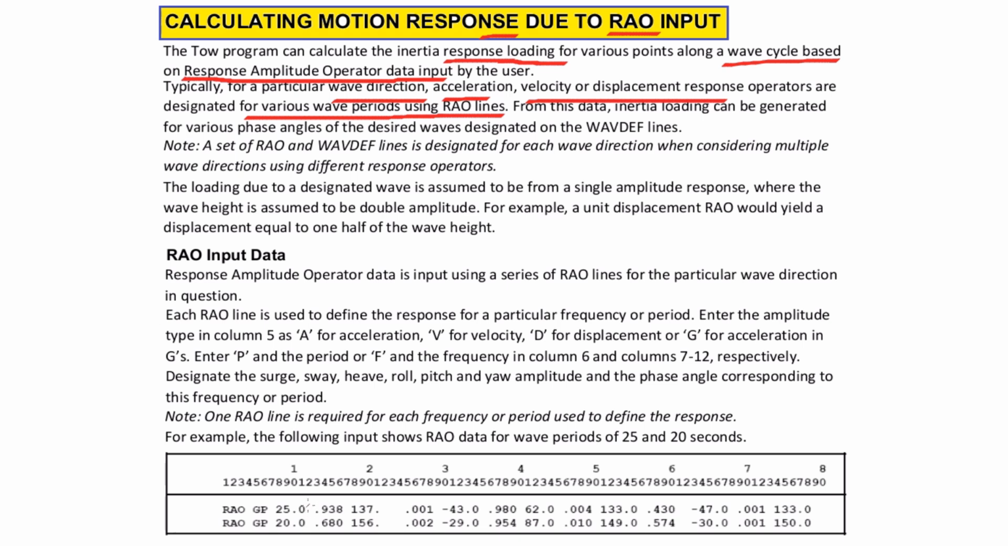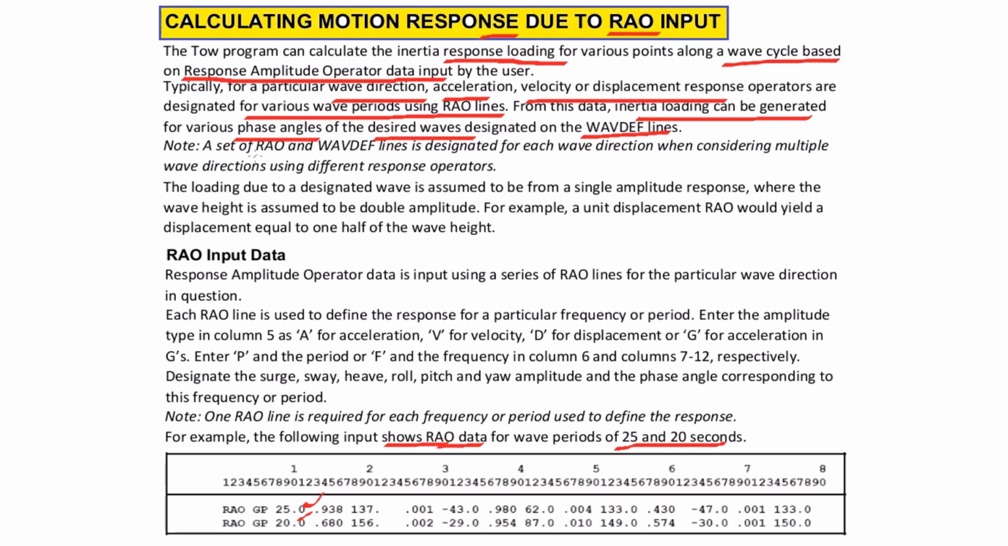Here, for example, is a wave period of 25 and a wave period of 20 seconds. For example, the following input shows RAO data for wave periods 25 and 20 seconds. From this data the inertia loading can be generated for various phase angles of the desired waves designated in the wave definition line. So some waves will be defined in the wave definition line. For those desired waves at various phase angles, we can generate the inertia loading.